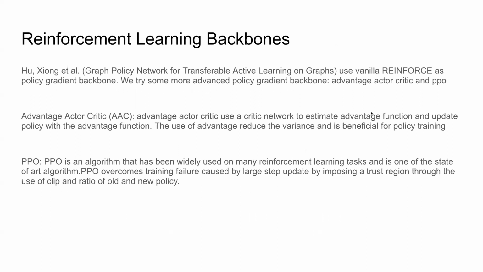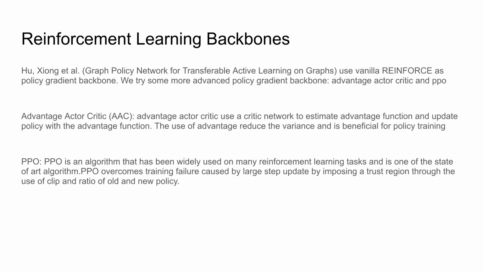Then we also try some other reinforcement learning backbones. Hu and Sean use vanilla REINFORCE as the policy gradient backbone. We try some more advanced policy gradient backbones. What we have tried are advantage actor critic and PPO. Advantage actor critic uses a critic network to estimate the advantage function and updates the policy with the advantage function. The use of advantage reduces the variance and is beneficial for policy training.